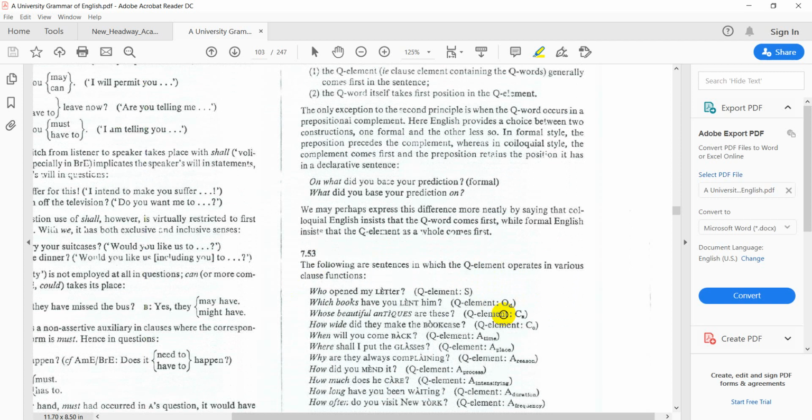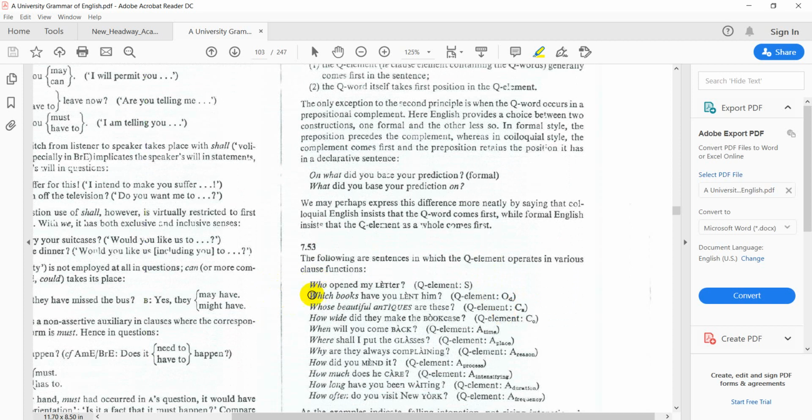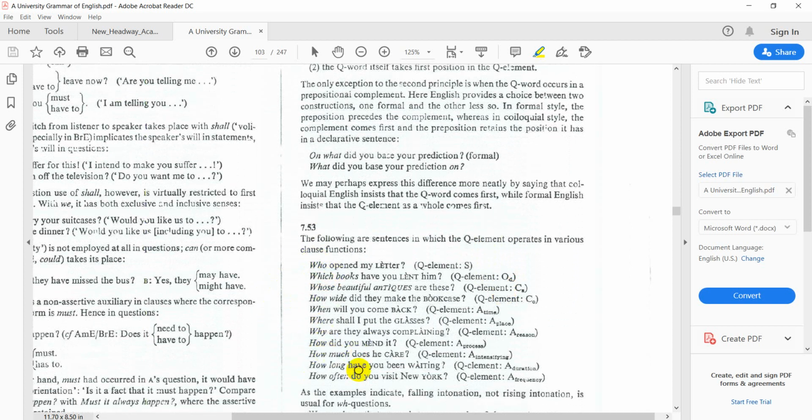Now, let's have a look at these WH words or WH elements. The following are sentences in which the Q element operates in various clause functions. Who opened the letter? With who, of course, nothing will change.